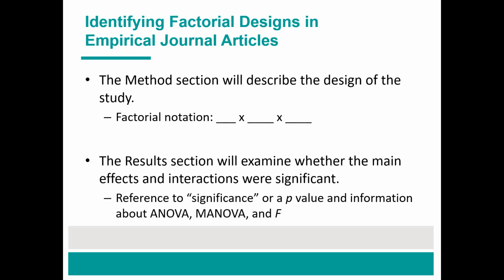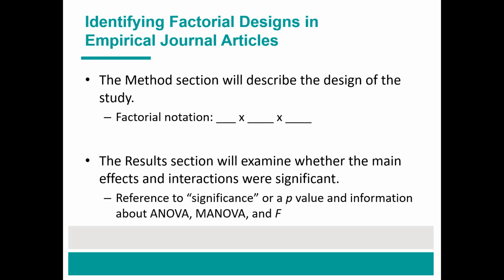In the methods section of a scholarly journal article, you will find information about the design of the study. One clue that you're reading about a factorial design is that you'll see a mention of a 4x2 design, a 3x2x3 design, and so forth. Again, remember that these numbers tell you the number of independent variables in the study and the number of levels in each of those independent variables.